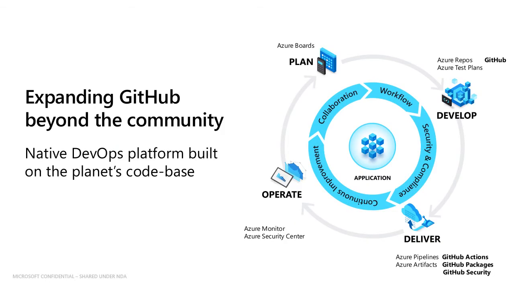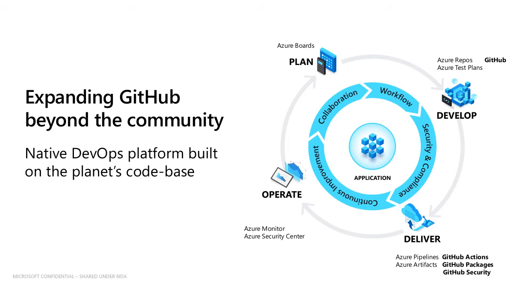Now, the native DevOps platform is built on the same code base. So you can see here on the right side, the same DevOps flow: plan, develop, deliver, operate. What I've written down here are the different tools that are part of Azure DevOps for each phase. So for plan, we have Azure Boards. For develop, you have Azure Repos and Azure Test Plans for you to do manual and automated testing. For delivery, you have Azure Pipelines and Azure Artifacts to do CI/CD and packaging of software respectively. And for operate, we have Azure Monitor and Security Center that allow you to monitor your applications while they are in production, as well as making sure that your applications remain secure.